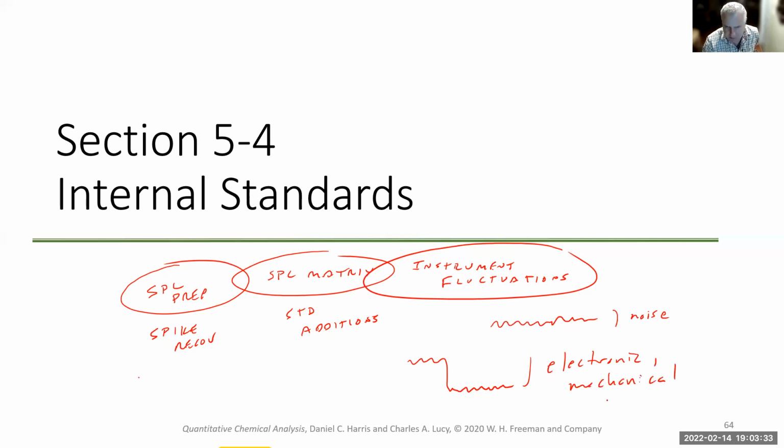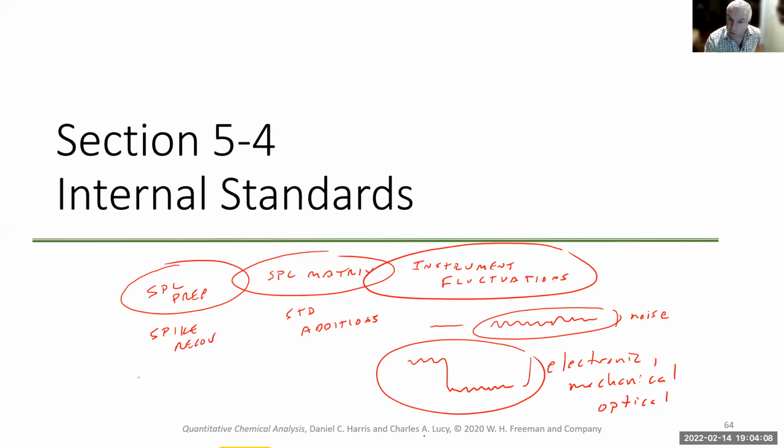Or maybe optical, maybe something got on a lens or a detector, you know? And for a constant sample input, you get this fluctuating signal. That's noise. You can make it smaller sometimes. Sometimes you can't, right? And hopefully these electronic, mechanical, and optical problems don't come up. But what if they do and you don't know about it, right?